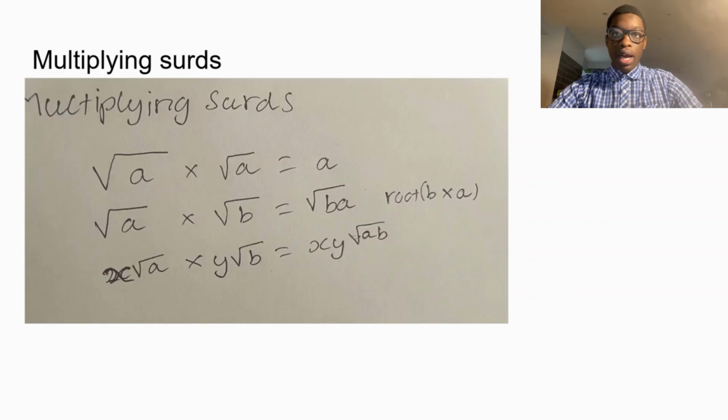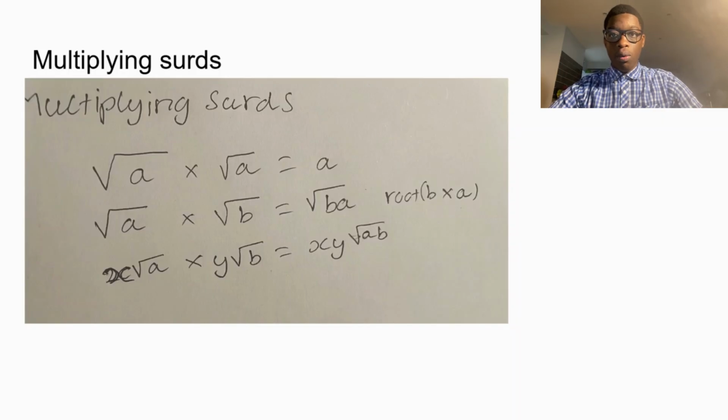Next example, we have root a times root b, which is root ab. So that's just to signify that when you have two different numbers and they're both under root signs, you do not disregard the root sign when multiplying them. You keep the root sign, however, you multiply the two numbers that are under the root sign. So root a times root b is root ab, or root b times a.